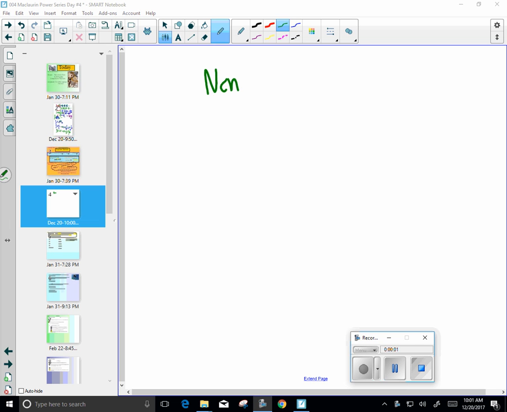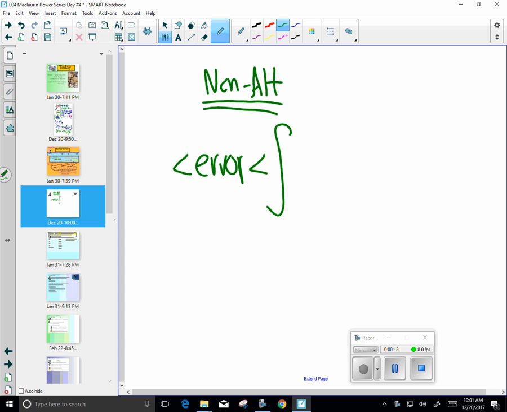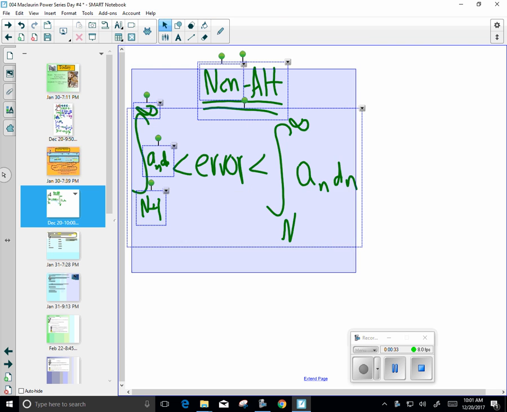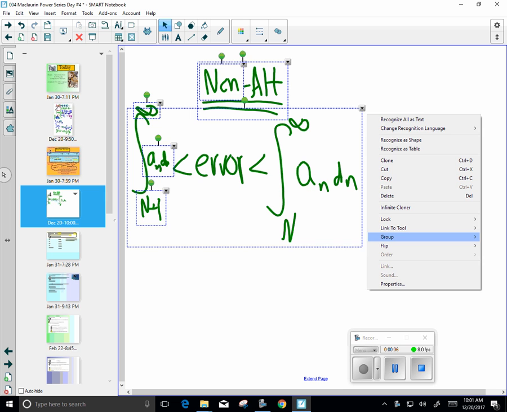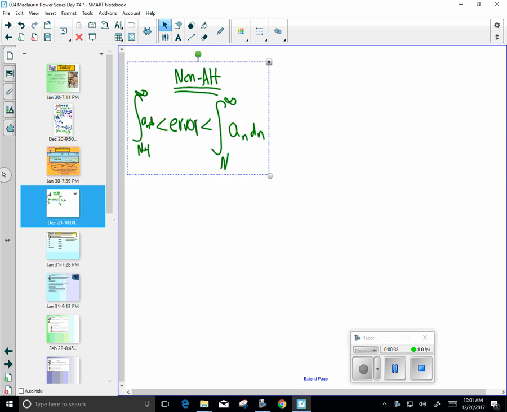Error and the Maclaurin and Taylor series. For a non-alternating series, how do you find the error? What's the error going to be between the integral from n to infinity of a of n dn and greater than what? The integral from n plus 1 to infinity of a of n dn. That's how we found the non-alternating error. Does that look familiar to you?